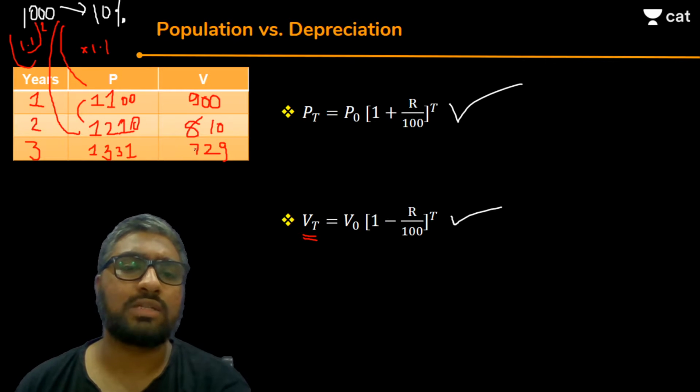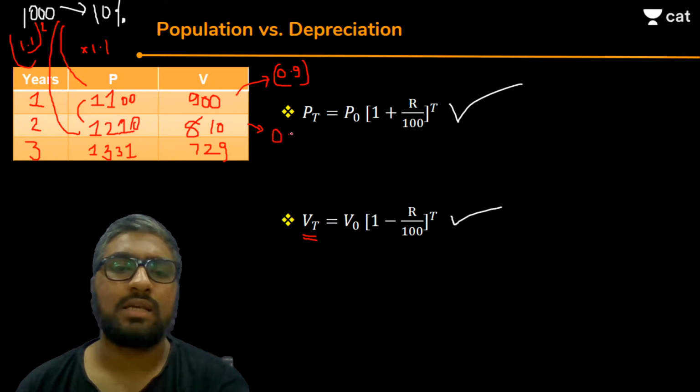If you notice, what is this? This is basically 100% minus 10%, which is 90%. So 0.9 once, this 0.9 twice, and 0.9 thrice.